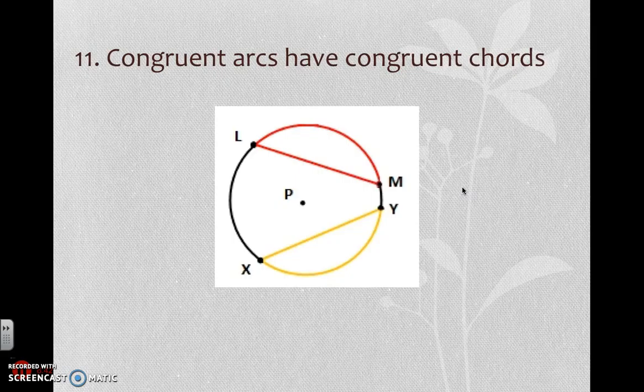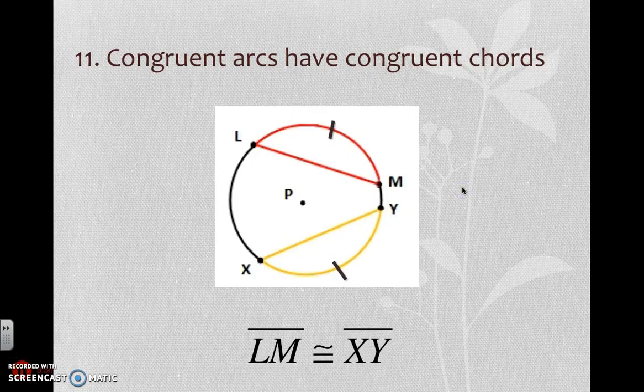Backwards, congruent arcs have congruent chords. So if I begin by knowing that arc LM is congruent to arc XY, then I can say that chord LM is congruent to chord XY. So chord LM is congruent to chord XY.